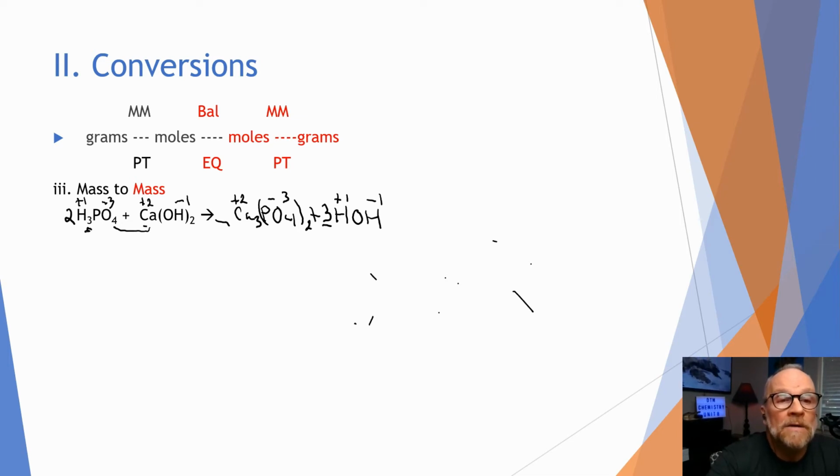So we have 1 calcium on the reactant side, we have 3 on the product side, so we'll need to put a 3 there. 3 times 2 is 6 hydroxides, so we'll have to change this coefficient to a 6. So let's double check. 2 times 3 is 6, 6 hydrogens. 2 times 1 is 2 phosphates, 2 phosphates, 3 calciums, and 3 times 2 is 6 hydroxides and 6 hydroxides. So now we are balanced.